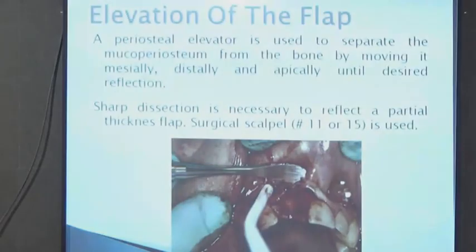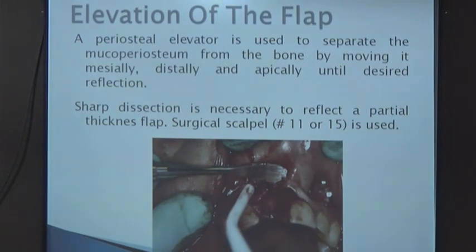Elevation of the flap, the periosteal elevator, Molt 9. I told you, the periosteal elevator is a different type. So sharp dissection is necessary to reflect a partial thickness flap. In surgery, for a partial thickness flap you can use 11 or 15.